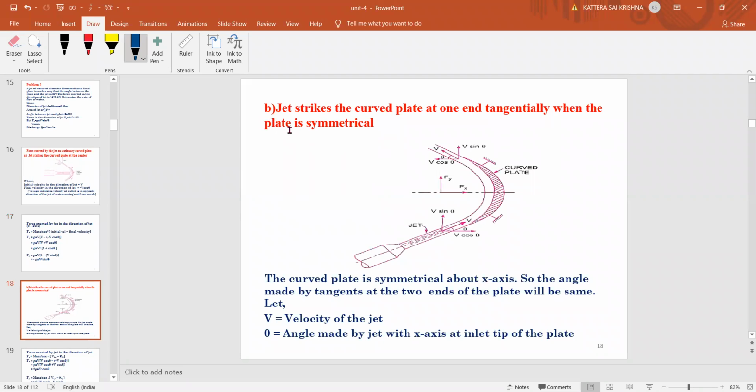So the jet strikes the curved plate at one end tangentially when the plate is symmetrical. One more thing is there, symmetrical and unsymmetrical also is there. Okay, symmetrically, the jet is coming like this. So this is the direction of velocity V, the initial velocity of the jet direction. But what we want is initial velocity in X direction and initial velocity in Y direction. So this V can be resolved in X direction as V cos theta and in Y direction as V sin theta.